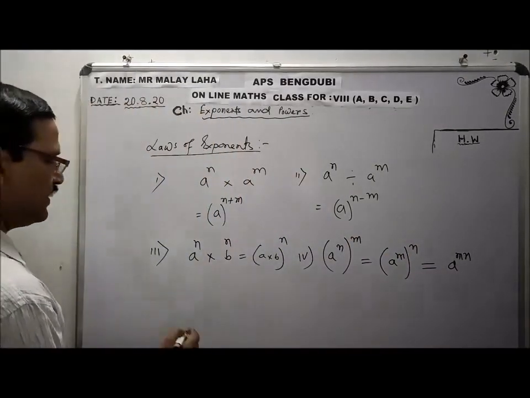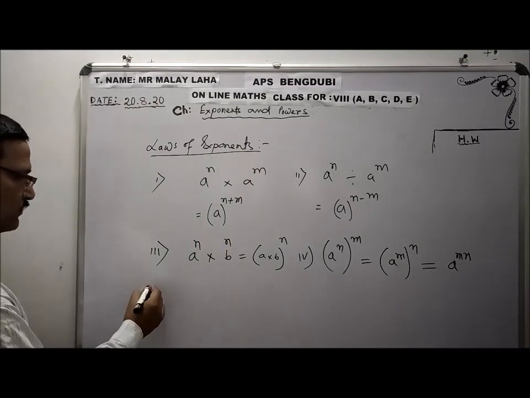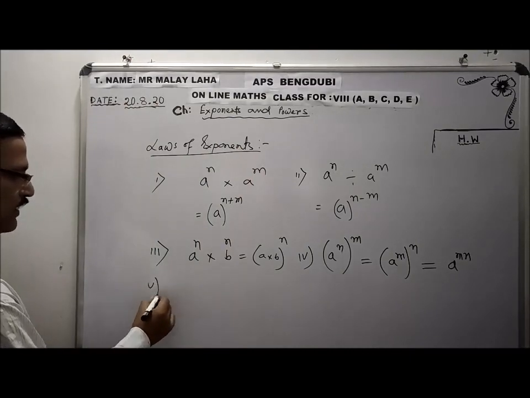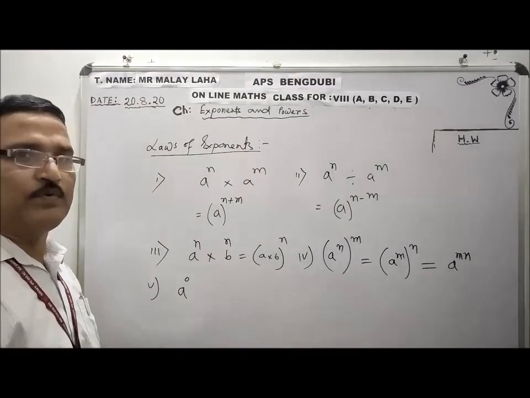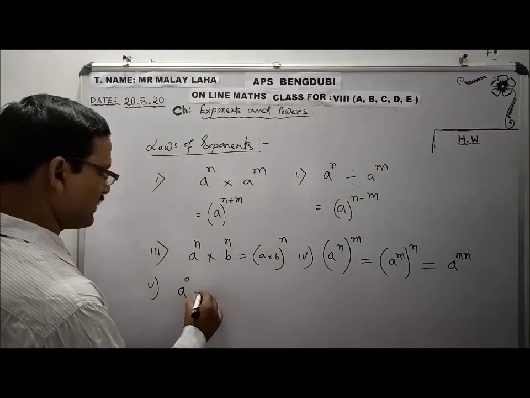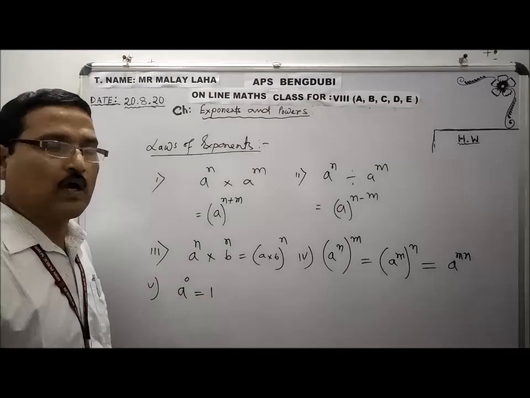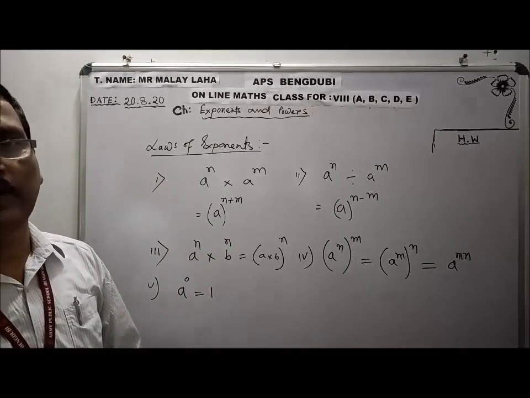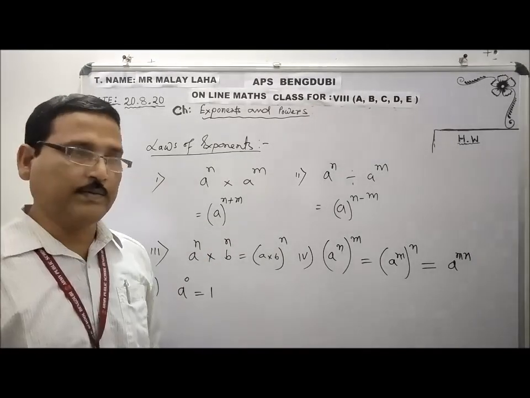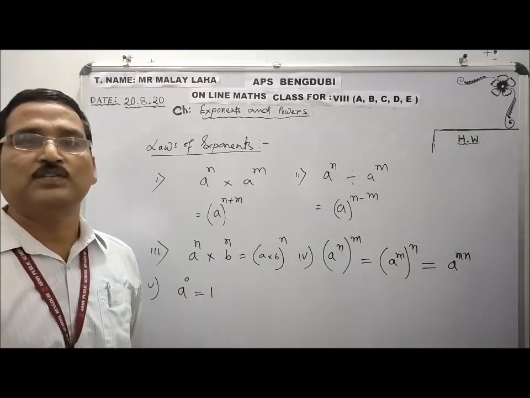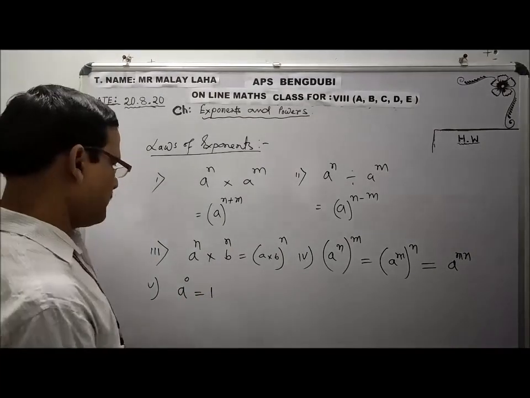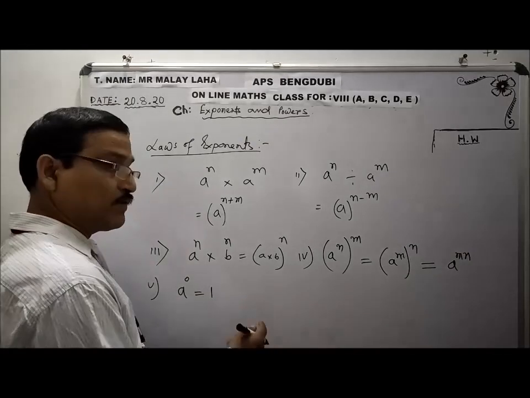Okay. Now the next one is fifth: any rational number raised to 0. You have already come across this in class 7. Directly you can write 1. Why? Because that proof was also given in class 7. Any rational number raised to the power 0 equals 1. If required, I can prove it.